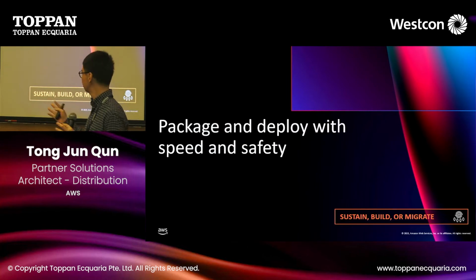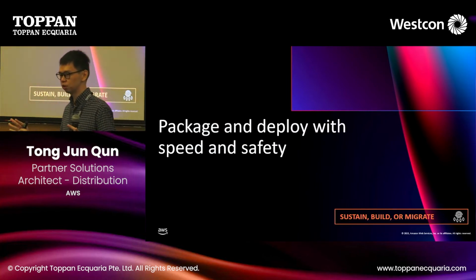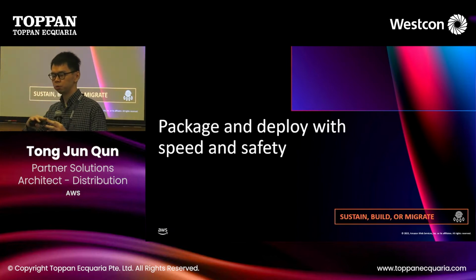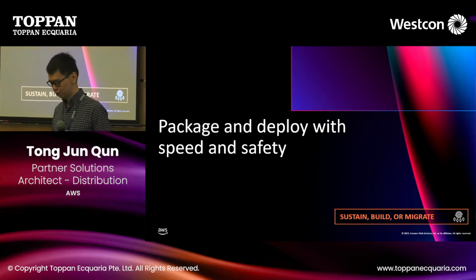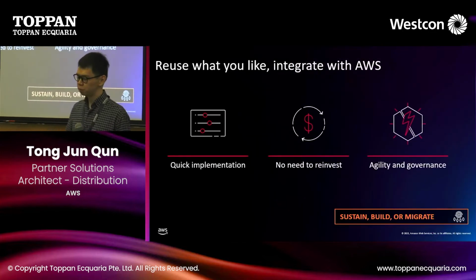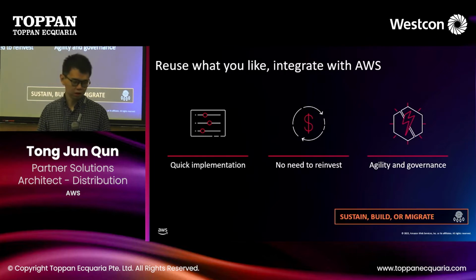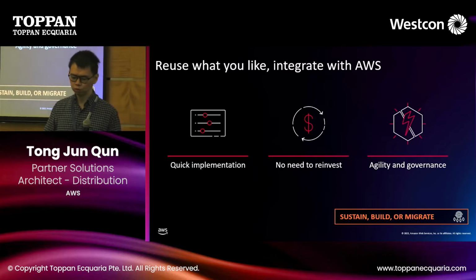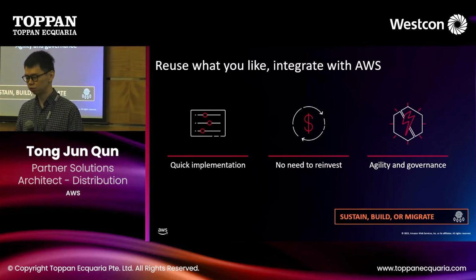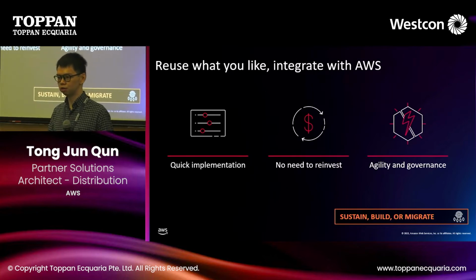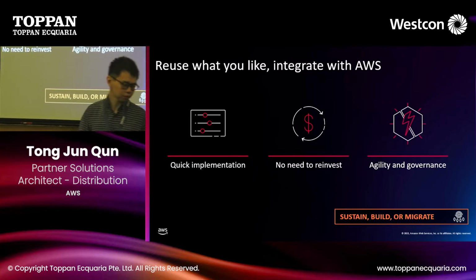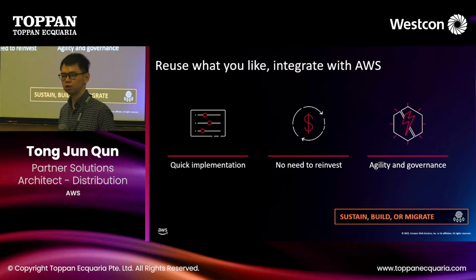Now moving on to the sustain, build, and migrate piece, right? So you have your guardrails already developed nicely, right? Now you want to be able to package and develop the application safely and efficiently. To that end, you want to be able to quickly reuse templates, right? You also don't want to have to reinvest in new tools because you already have the tools you already have. So AWS, chances are, whatever tool that you're using will potentially be able to integrate with them in a similar fashion from before. And that will enable agility and governance.